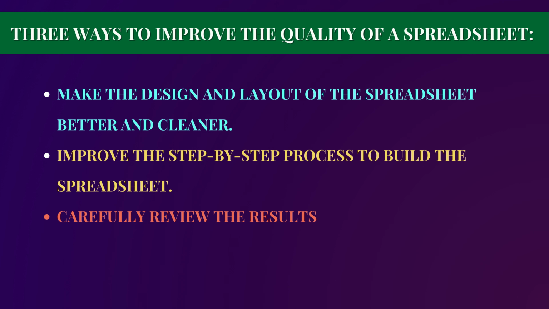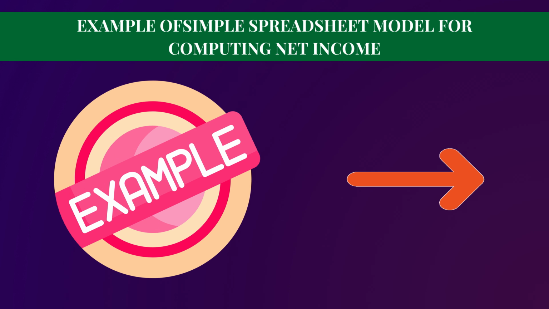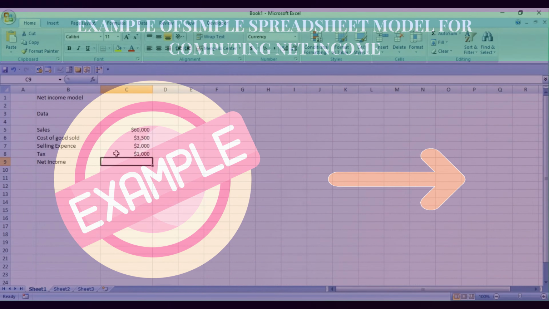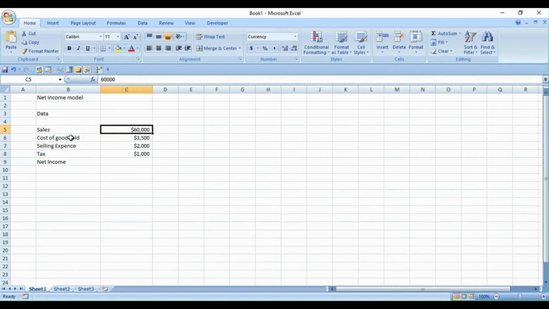Carefully review the results. Let us conclude today's lecture by taking an example of a simple spreadsheet model for computing net income. Here we will calculate the net income of a company where we are taking sales as 60,000, cost of goods sold is 3,500, selling expenses 2,000, and tax is 1,000. To calculate net income, the formula is equal to C5 minus sum of C6 to C8, that is, the sum of all expenses is subtracted from the total sales. Let's see how it is calculated. After calculation, the value is 50,500, which is the net income.